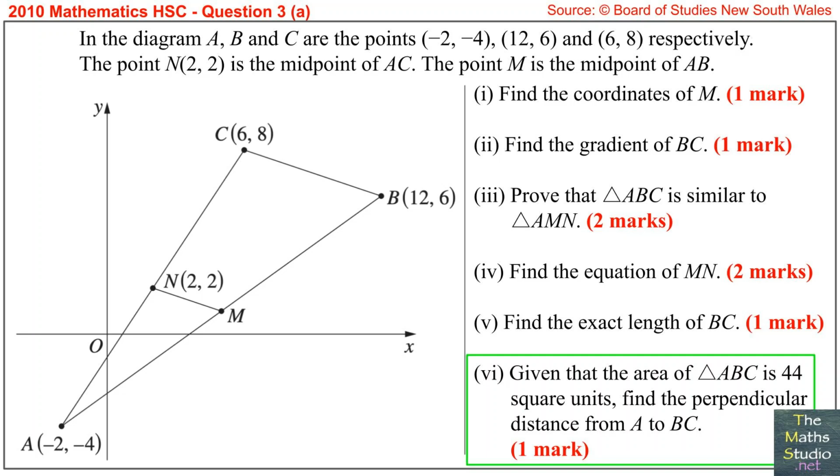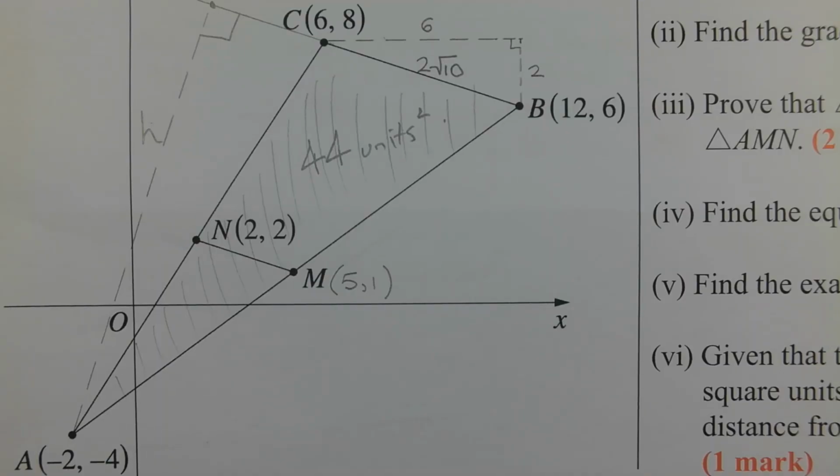Part 6. Given that the area of triangle ABC is 44 square units, find the perpendicular distance from A to BC. The question is asking for the perpendicular distance from point A to the line through BC. Now, this perpendicular distance, which I've marked with an H, also represents the height of triangle ABC. Now, from part 5, we have the length of the base of this triangle, that's interval BC, which is 2 root 10 units, and we're given that the area of this triangle is 44 square units. That gives us a clue as to what to do next.